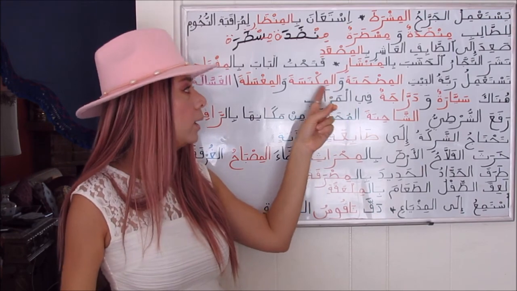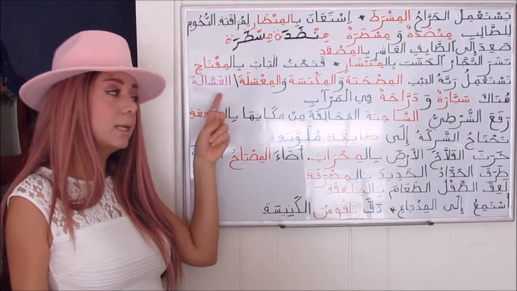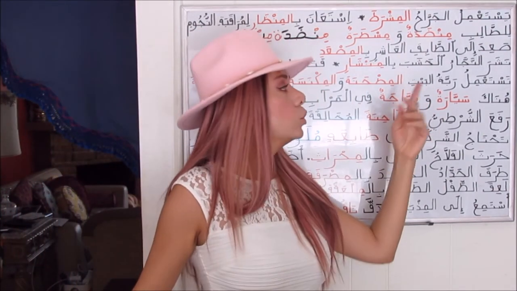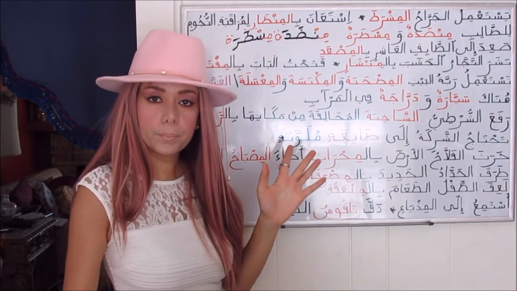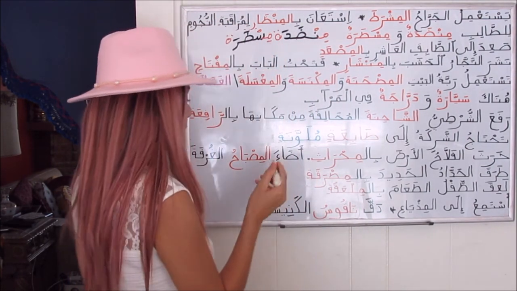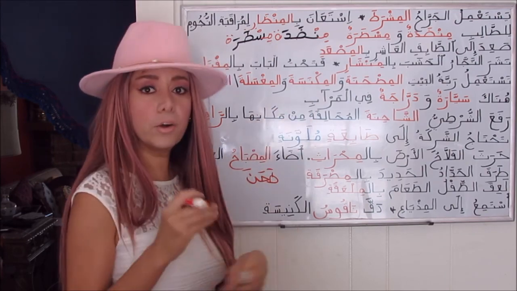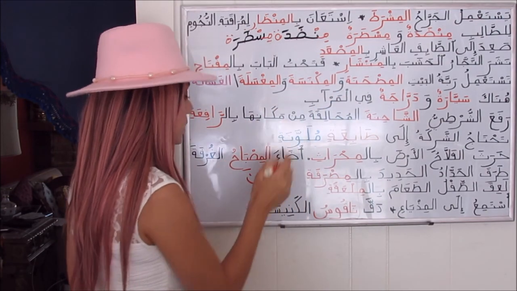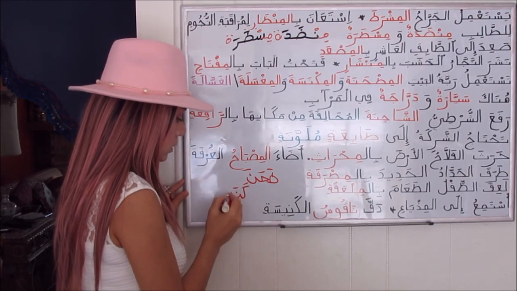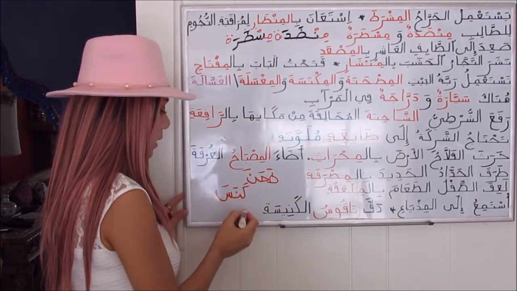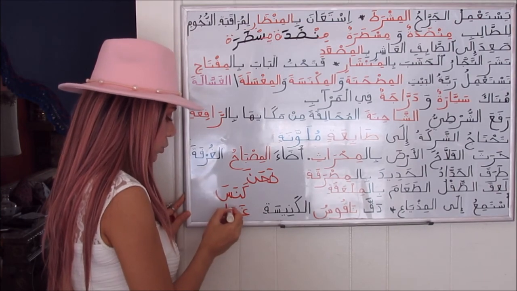تحستعمل ربة البيت المطحنة والمكنسة والمغسلة or الغسالة. ربة البيت, the housewife, uses المطحنة from the verb طحن, to grind. مطحنة, grinder, مفعلة. مكنسة, from كنسة, to sweep the floor. مكنسة, sweeper. مغسلة, from غسلة, to wash.